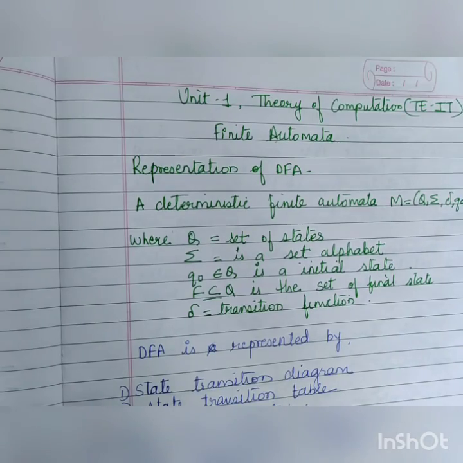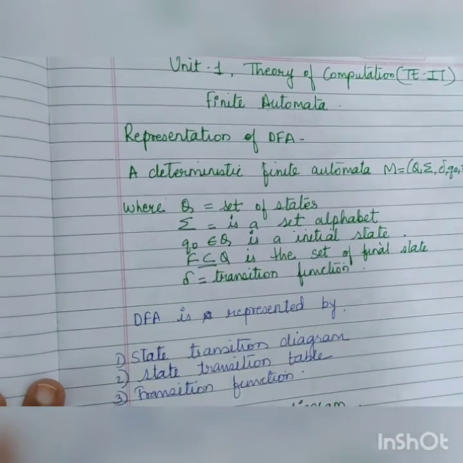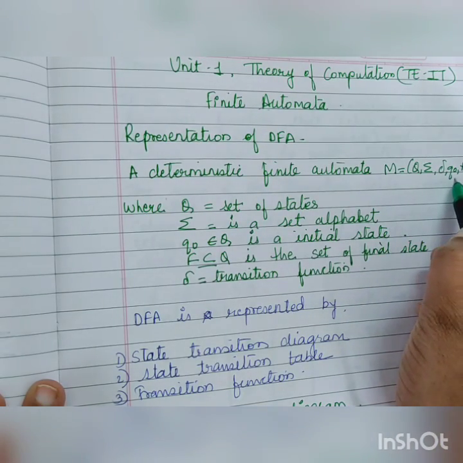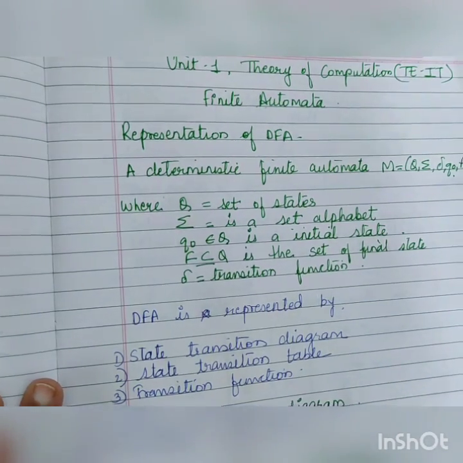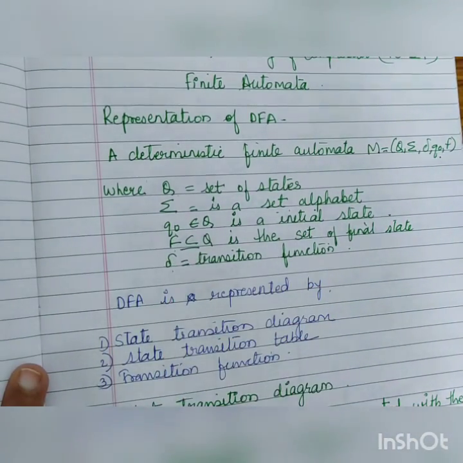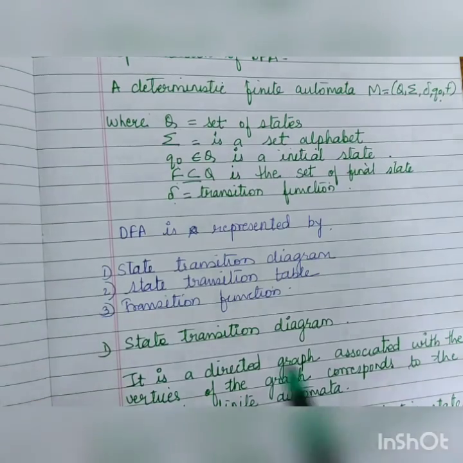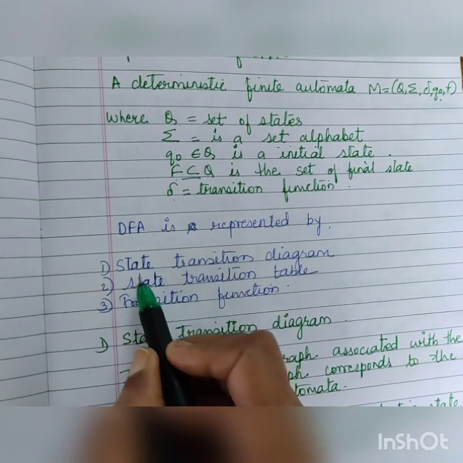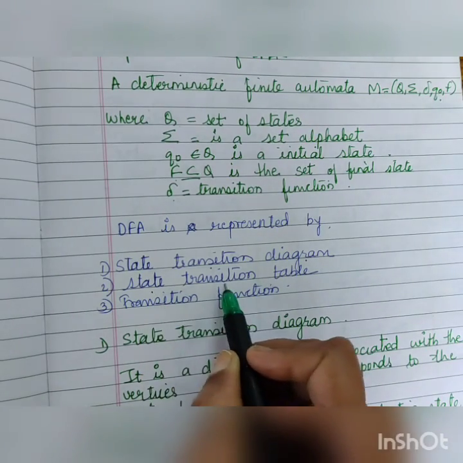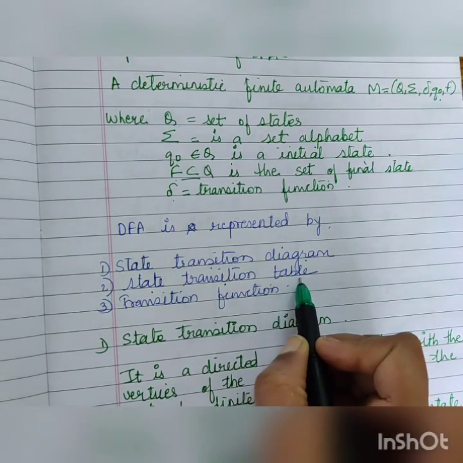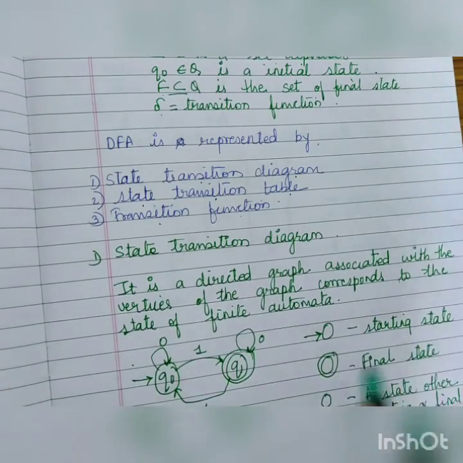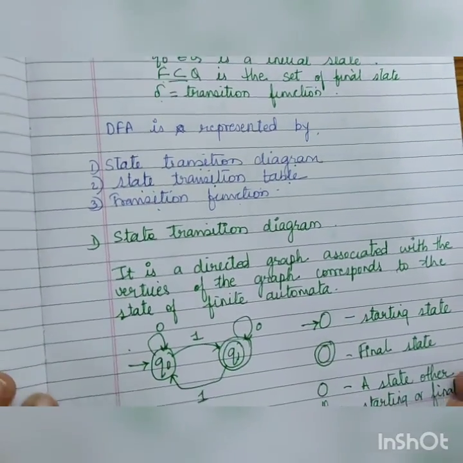Now let us see the representation of a DFA. A deterministic finite automata, as we have seen, is represented by the tuple M equals Q, sigma, delta, Q0, F, where delta is the transition function. A DFA is represented by the state transition diagram. Also it is represented by the state transition table, and lastly the transition function. So what is a state transition diagram?